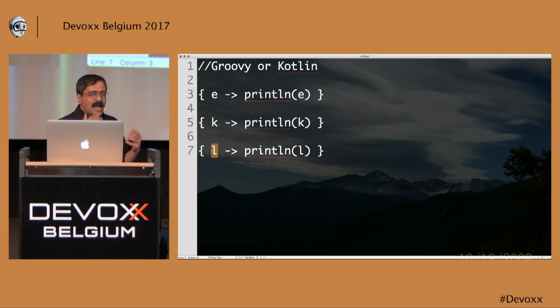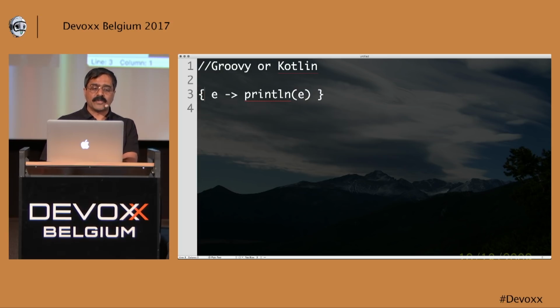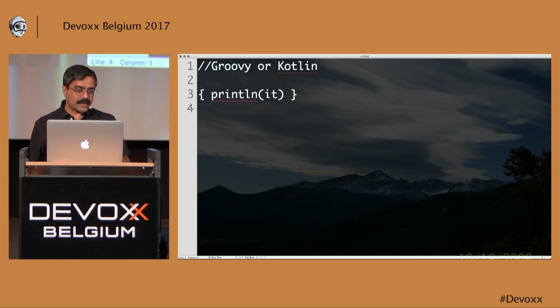Well, if you're going to come up with absolutely ridiculous random names, I would rather get rid of the ridiculous names and let the language take over. So in these languages, what we can do really is, rather than writing these ridiculous names, we can simply get rid of it, and we could say it, for example. And in this, of course, the it stands for the first and the only parameter that's coming in.